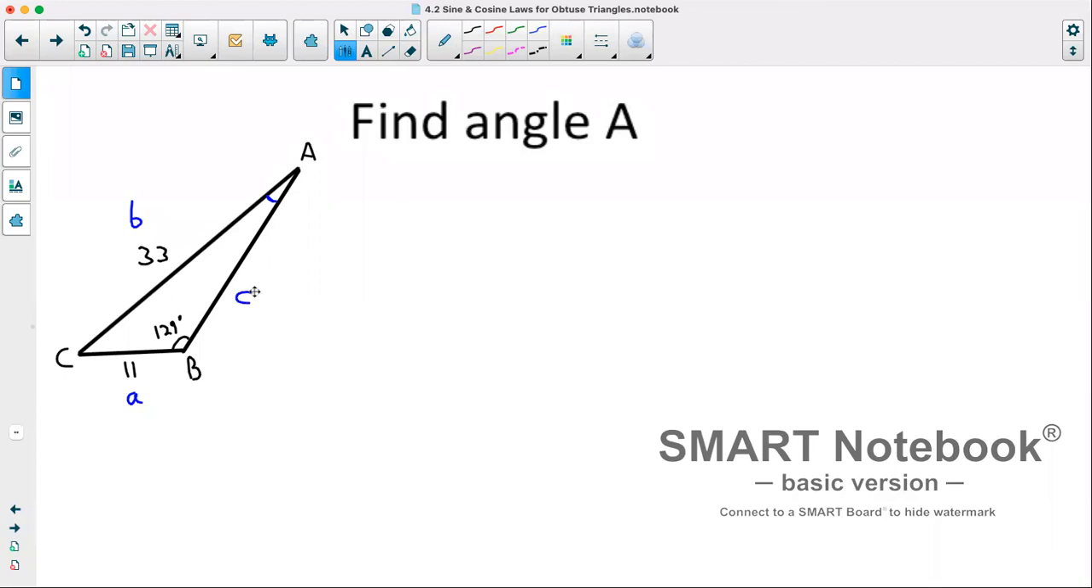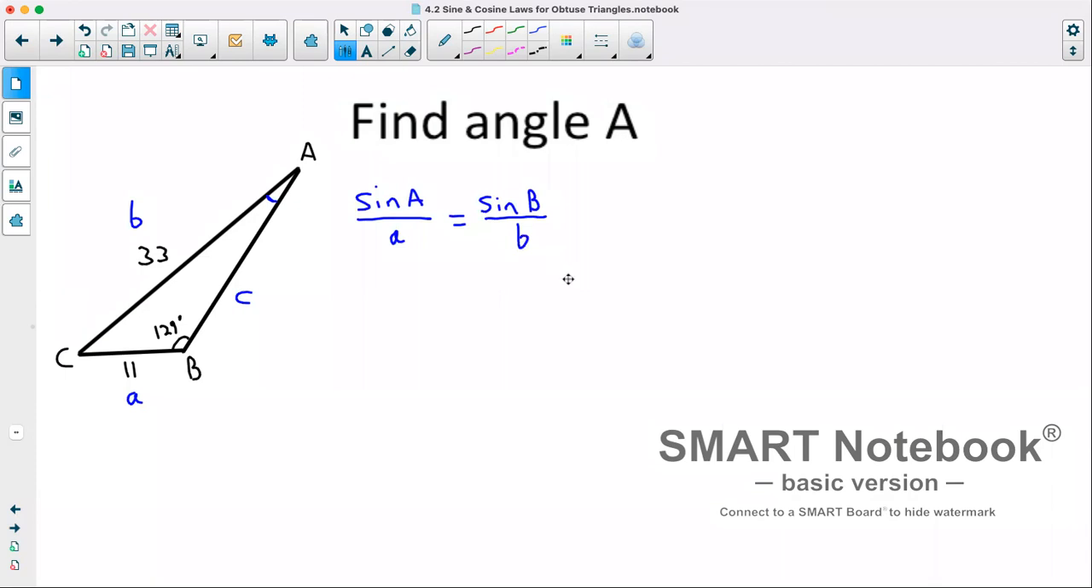Now we have to figure out what law we can use to solve. If I'm solving for an angle with cosine law, I need all three sides. I don't have that. With sine law, to solve for an angle, I need its opposite side, which I have, and then I need another angle and its opposite side, which I also have. So because I'm solving for an angle, I'll write the form of the equation where I have sine in the numerator. So I have sine A over side length a is equal to sine of angle B over side length b.